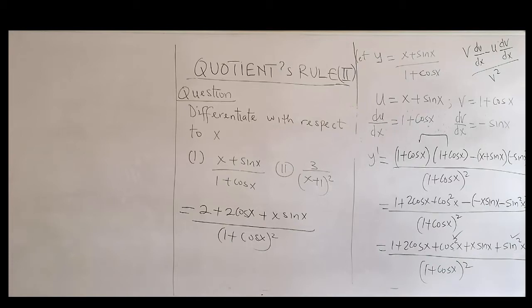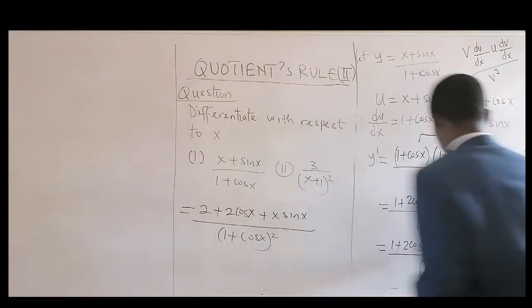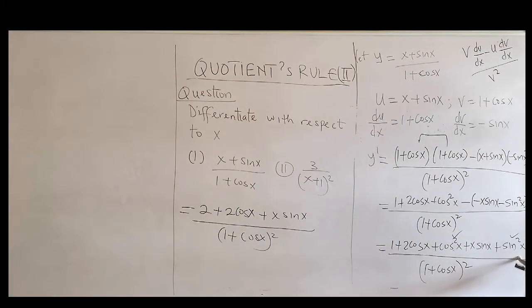So that's that on that question. We don't have to stress ourselves much. Just leave it that way, because cos square x plus sin square is 1. So plus this one, that's 2. So I have 2 plus 2 cos x plus x sin x.